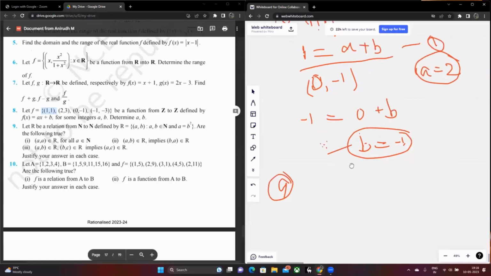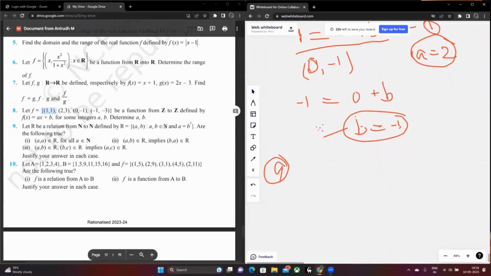Question number 9. Let the relation from N to N be defined by this: a equals b squared.